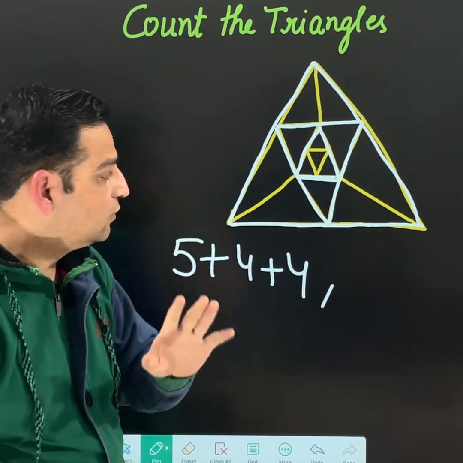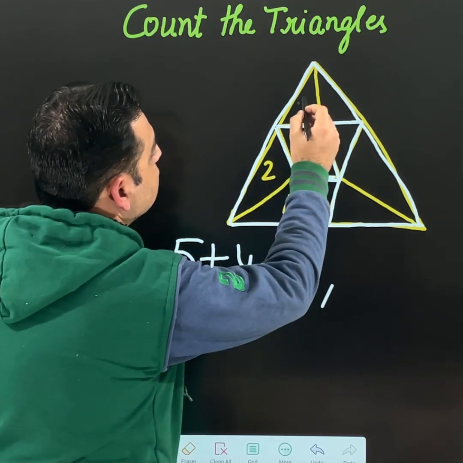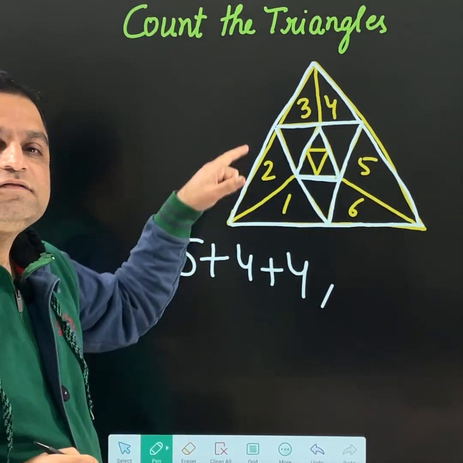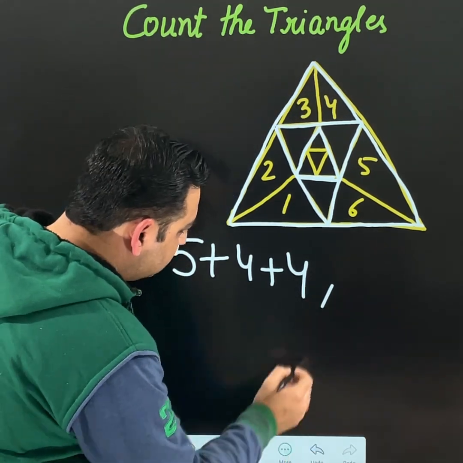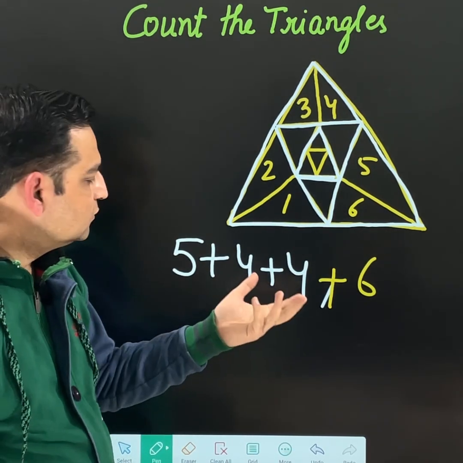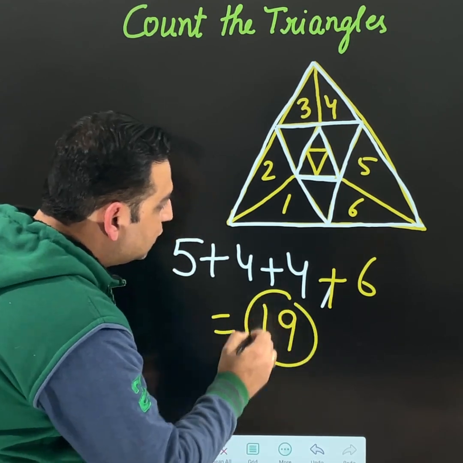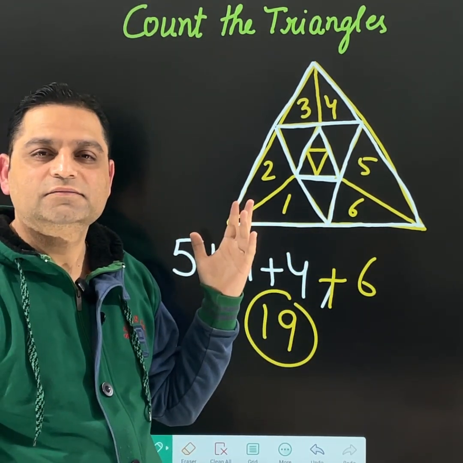Now one thing is different here. You can see this situation. 1, 2, 3, 4, 5 and 6. These 6 triangles are added additionally. So what we will do, we need to add 6 more triangles to it. Just do the total. How many triangles in total are there? 19 triangles are there in this diagram.